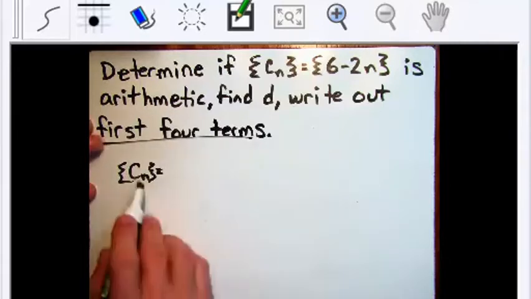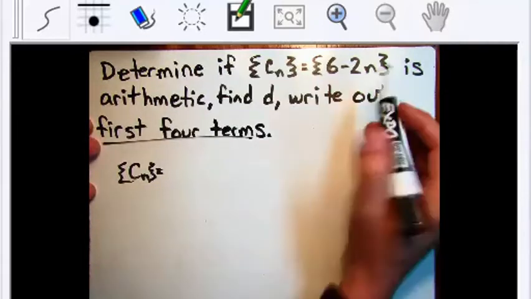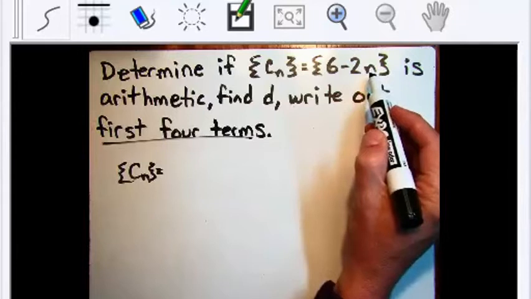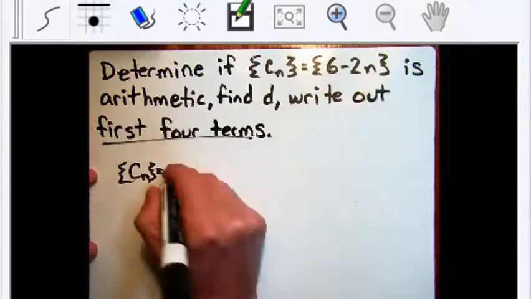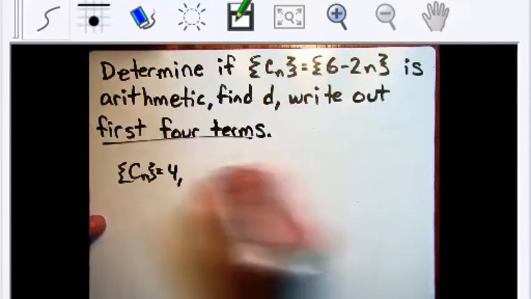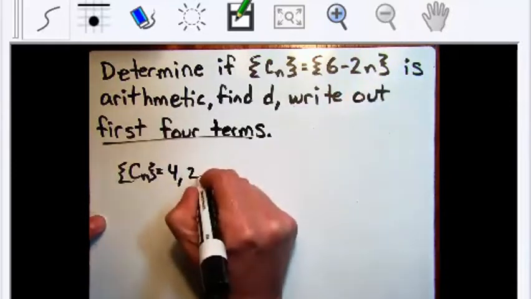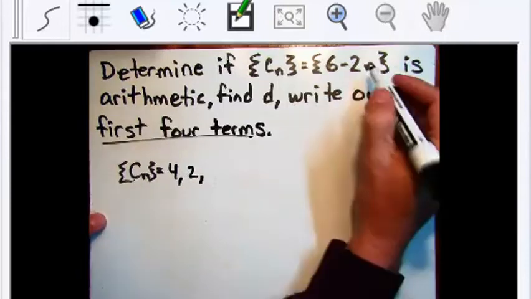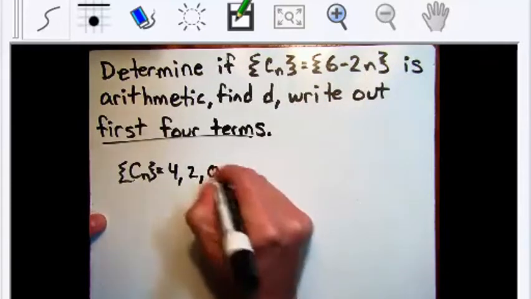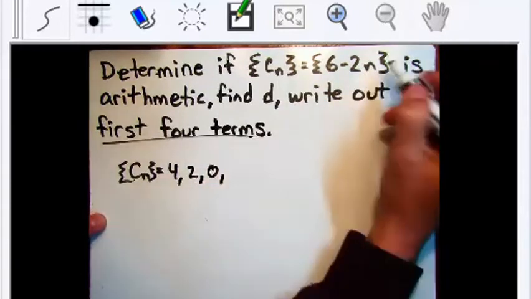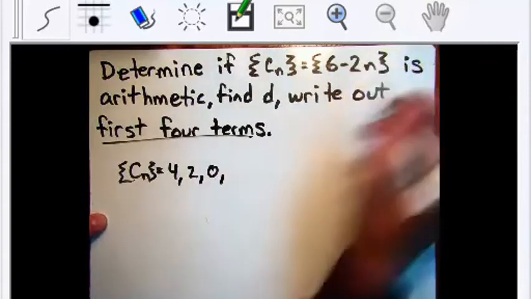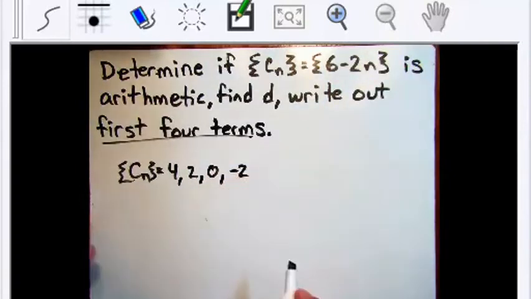But anyway, for the first term, plug in 1 for n. So 6 minus 2, so that's 4. For the second term, plug in 2, so 6 minus 4. And then plug in 3, so 6 minus 6. And then for the fourth term, plug in 4, so 6 minus 8. So that's going to be negative 2.